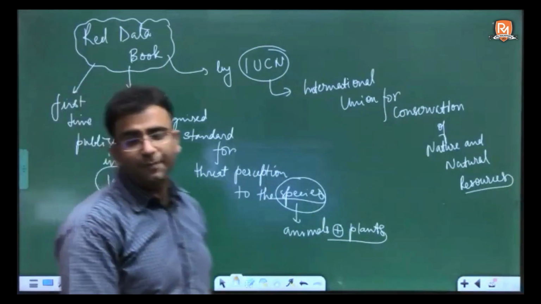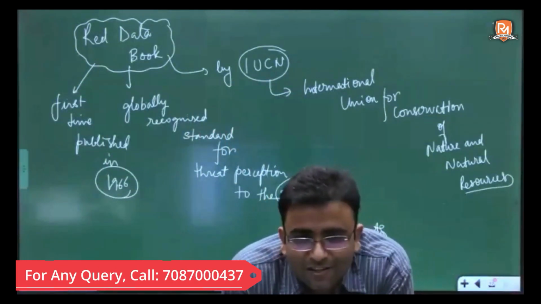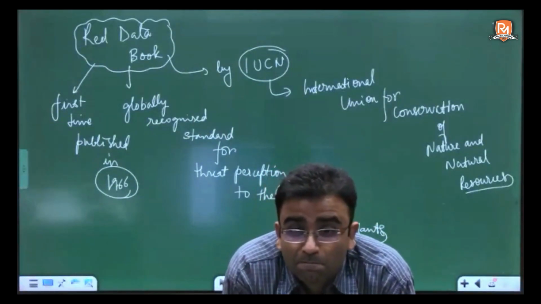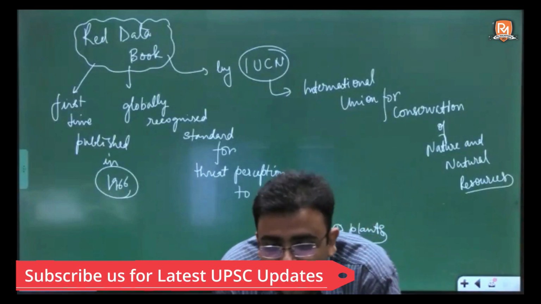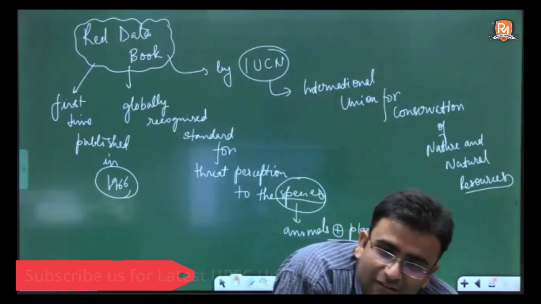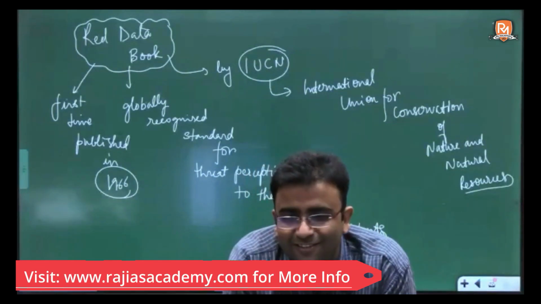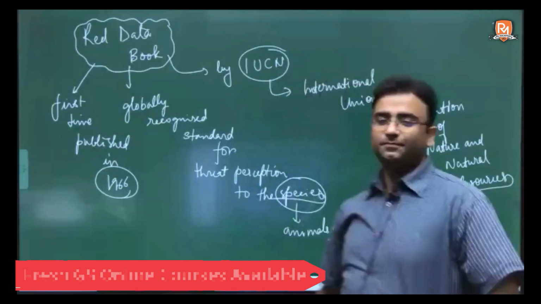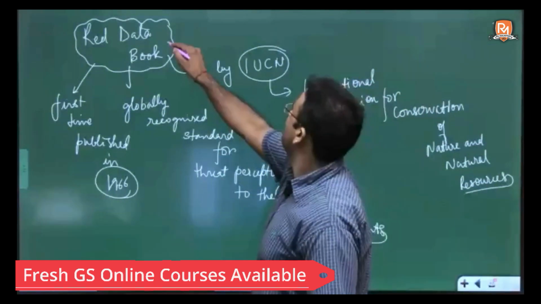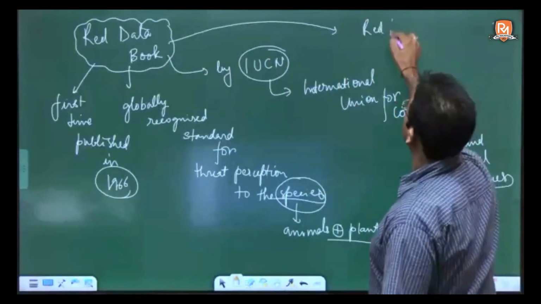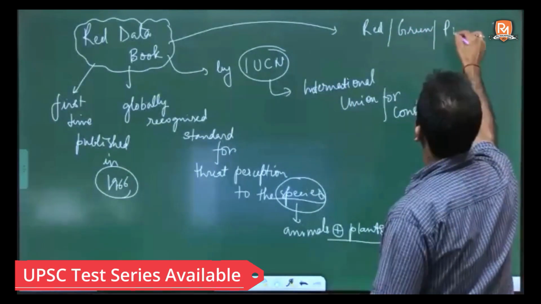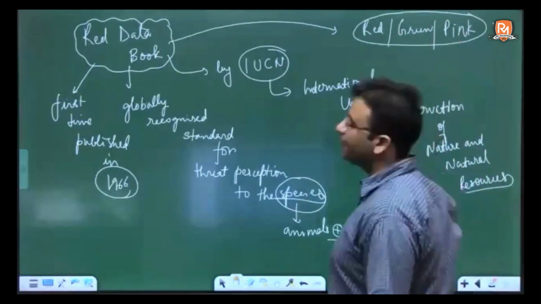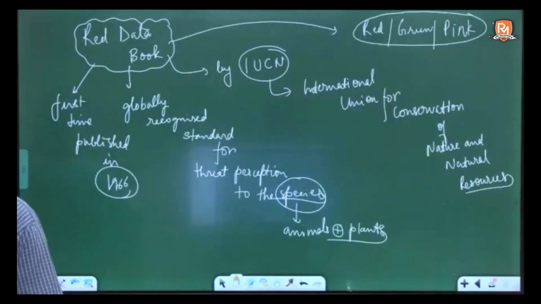Can you tell me what are the colors of the pages of this book? Red. Very good. Any other color? Only red? Let's remember: this book has red pages, green and pink. These are the colors of the pages of this particular book. There are red pages, there are pink pages, there are green pages.